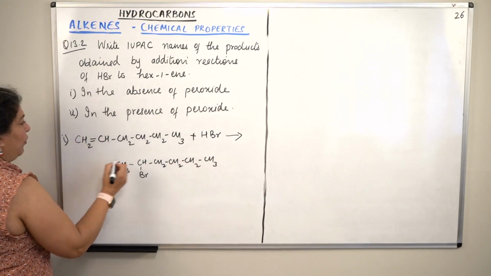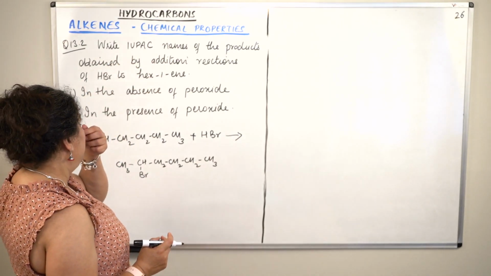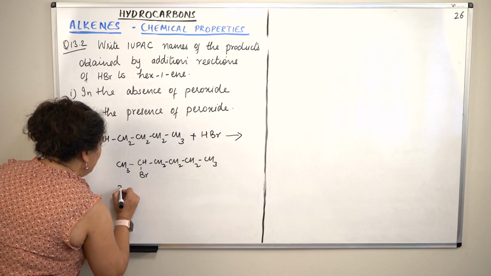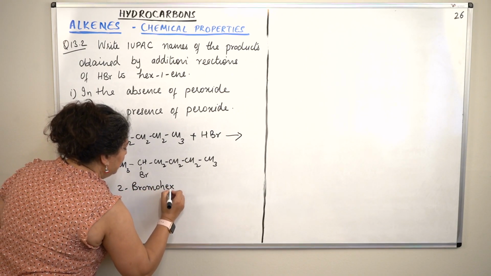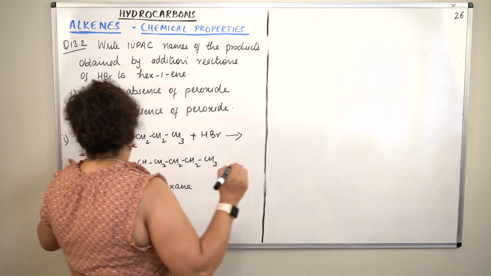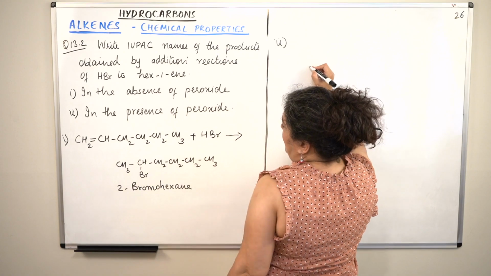And what would the name of this compound be? Because it asks you for the IUPAC name of the product. This would be 2-bromohexane. Okay, and let us now carry out the reaction in the presence of peroxide.